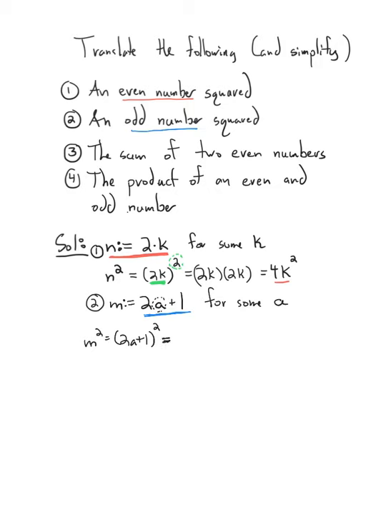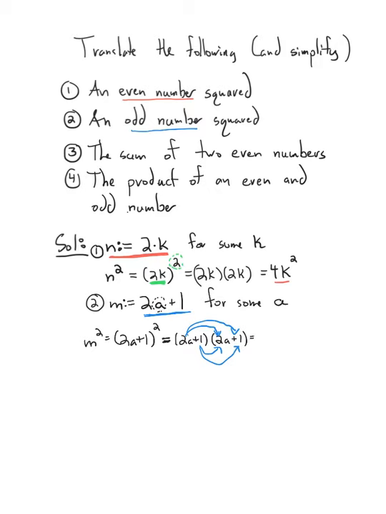So, again, let's multiply that out. So we get 2A plus 1 times itself twice. And we're going to use the distributive law. So we're going to multiply every term in the first bracket by every term in the second bracket and add them all together. So 2A times 2A, 2A times 1, then 1 times 2A, 1 times 1, add them all together.